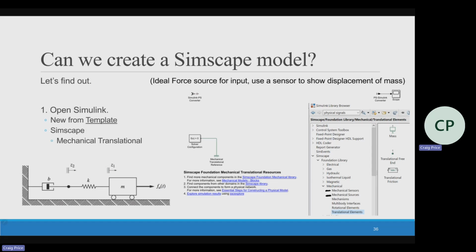You can just connect them because what we care about mostly in this problem is how the mass is going to move. But there is here translational elements. There is a free end. You could use it as a node if you want to. It's really not going to do anything. It's zero mass. Double click.